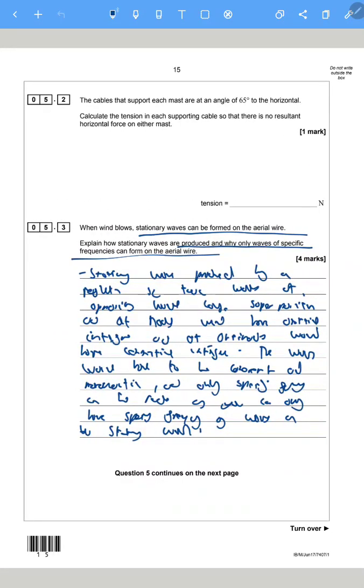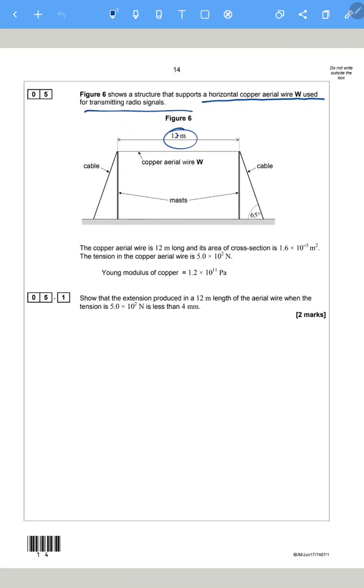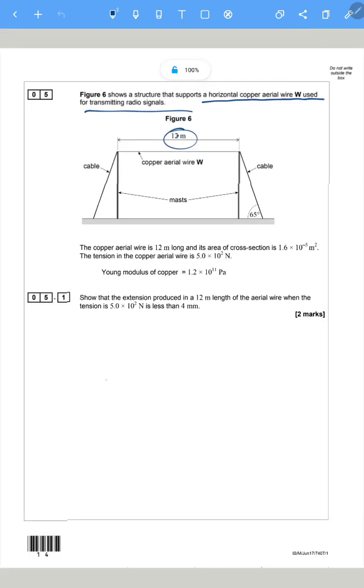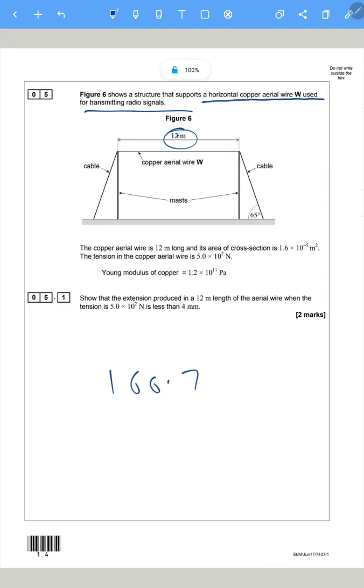Okay then. Table blah blah blah 65 to the horizontal. Calculate the tension. Or 17. Calm. We might as well put in an answer for all of them. It's less than 4 millimeters. Might as well just use the numbers. So 5 times 4 divided by 12. 5 times 10 to the 2 times 4 divided by 12. Calm. So that one is, we have to put in stuff now.